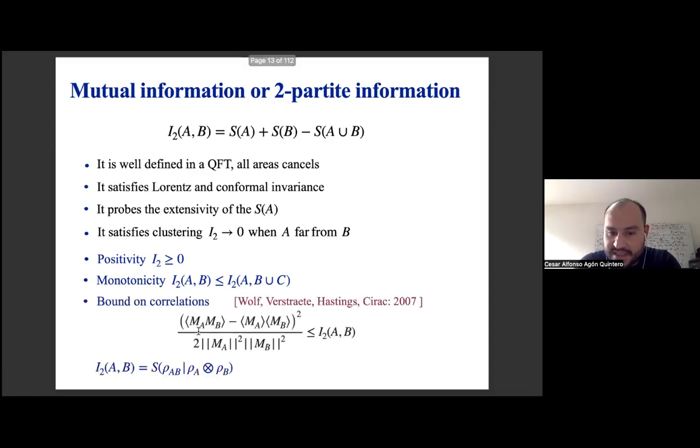And finally, it has this nice connection with the connected correlator of norm-bounded operators. So it puts a bound on this type of correlators. It's a nice measure of the total amount of correlations between two subsystems, let's say. All these properties are special to the mutual information, and so this is very important.